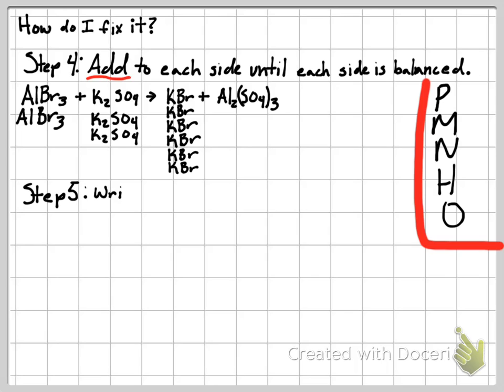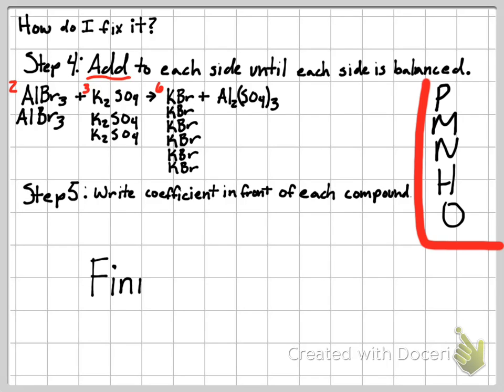Our step 5 is going to be write the coefficients. Now, from your math classes, you'll remember that coefficients always go out front. In this case, all we're going to do is write the number of how many times we've written it here on the page. So we have AlBr3 written twice, so we have a 2 in front of it. K2SO4 is written 3 times, so we write a 3 out front. We have 6 KBr, so we write 6 out there.